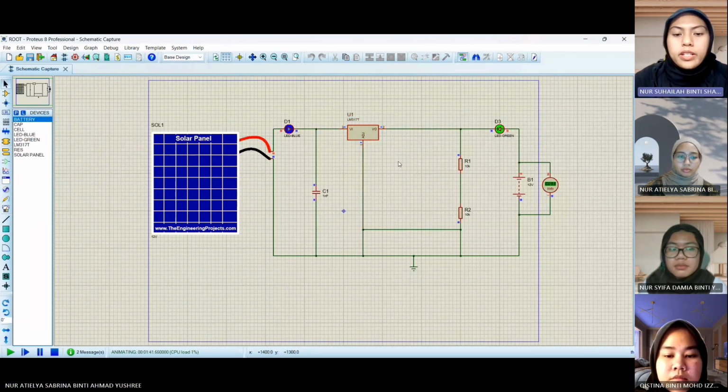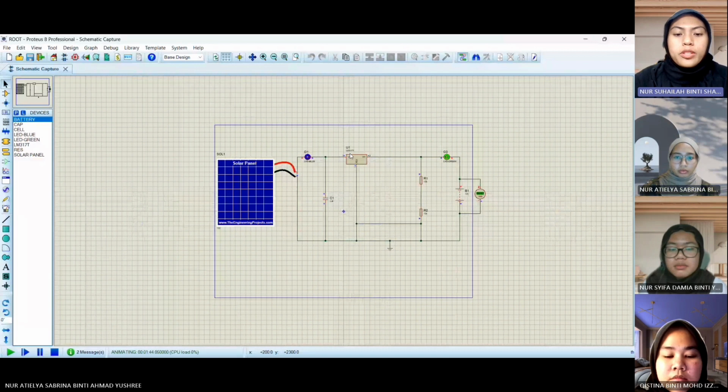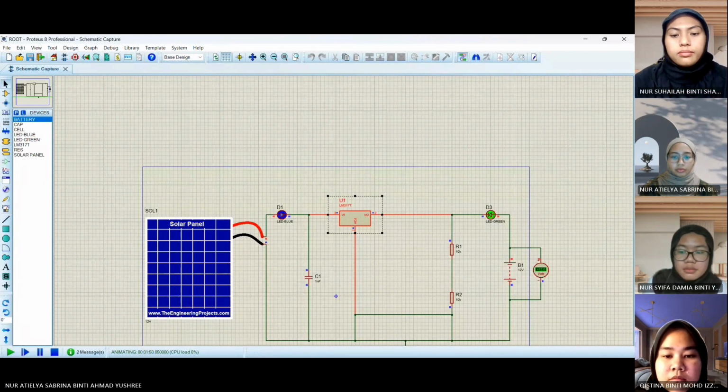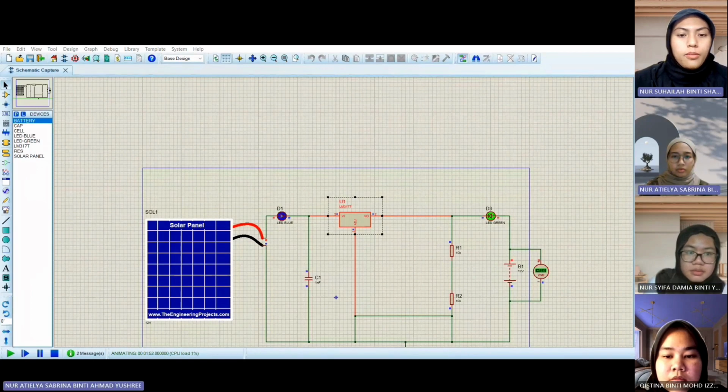So how to protect a battery from overcharging? That's why we use LM317 as a voltage regulator, used for protecting the battery from overcharging. That's all from our simulation.